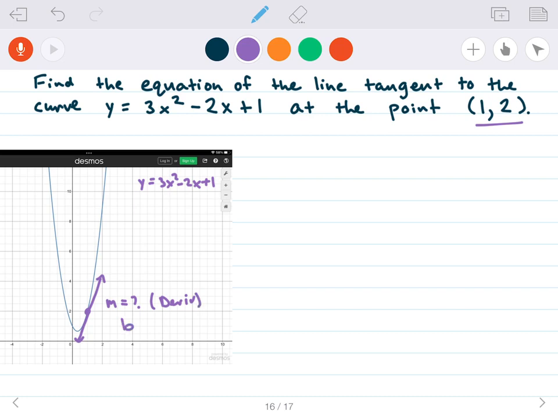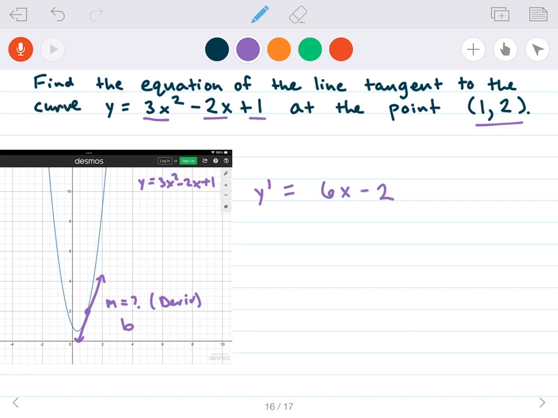So the first thing is we need the slope. Okay, so let's find the slope. And to find the slope, we find the derivative. So y prime is going to be, again, term by term using the power rule. This is going to be 6x minus 2 is our derivative.